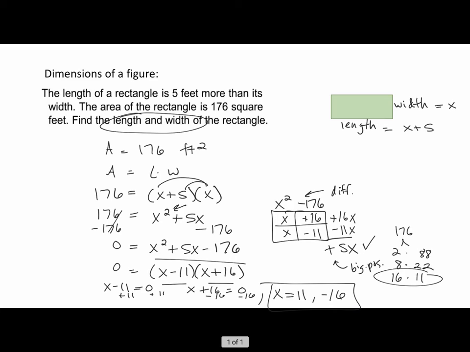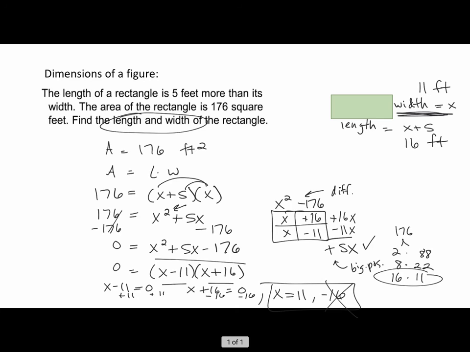All right. For what we're talking about here, which is the width, that's what x is. So would a negative 16 make sense? No. You can't have a negative length of a side. So let's say this is 11 and it's in feet. Then 11 plus 5 is 16 feet.